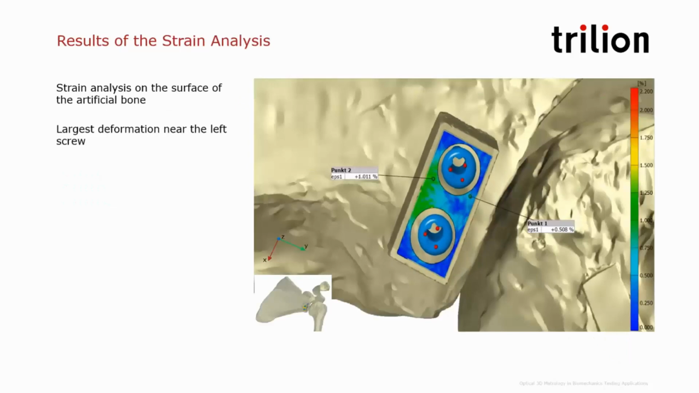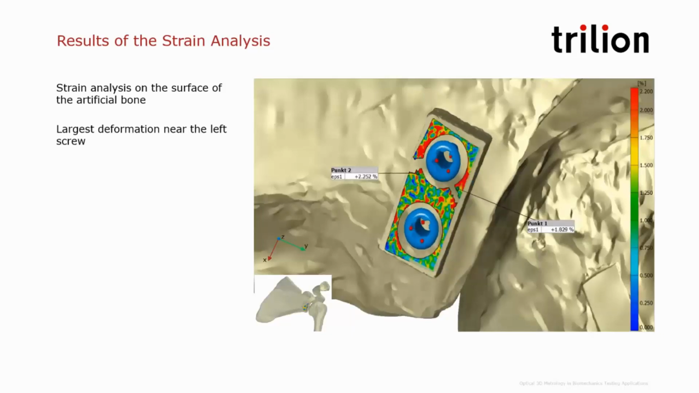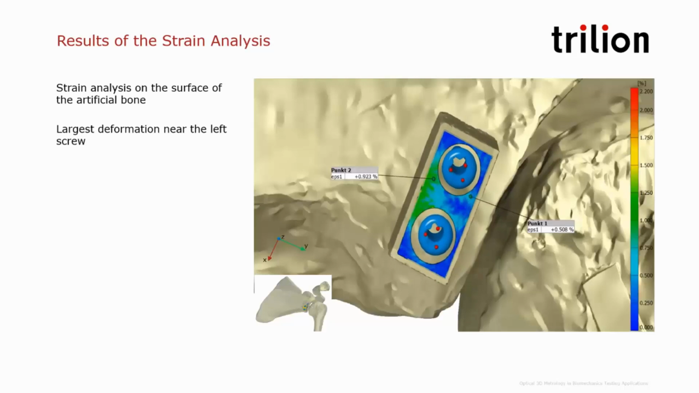Here we have major strain analysis, which shows concentration of strain near the top screw before it fails. There it goes. I'll play one more time here.